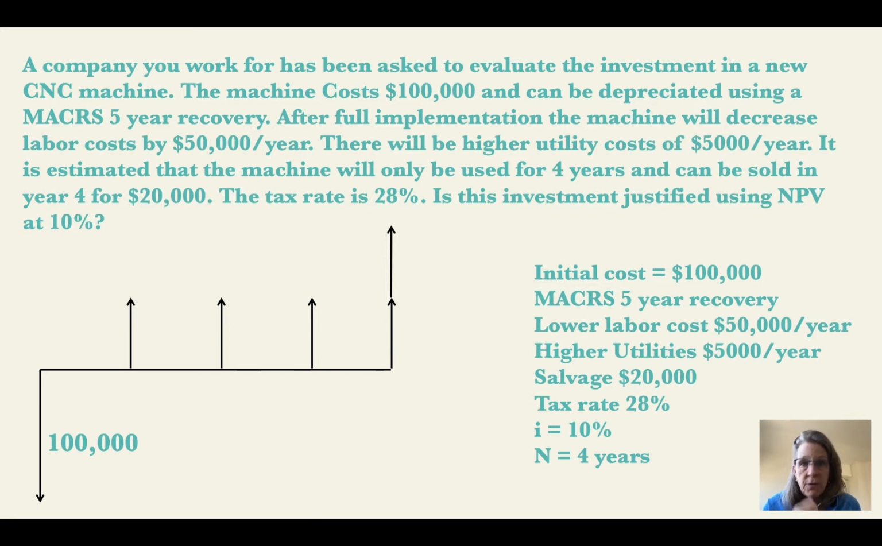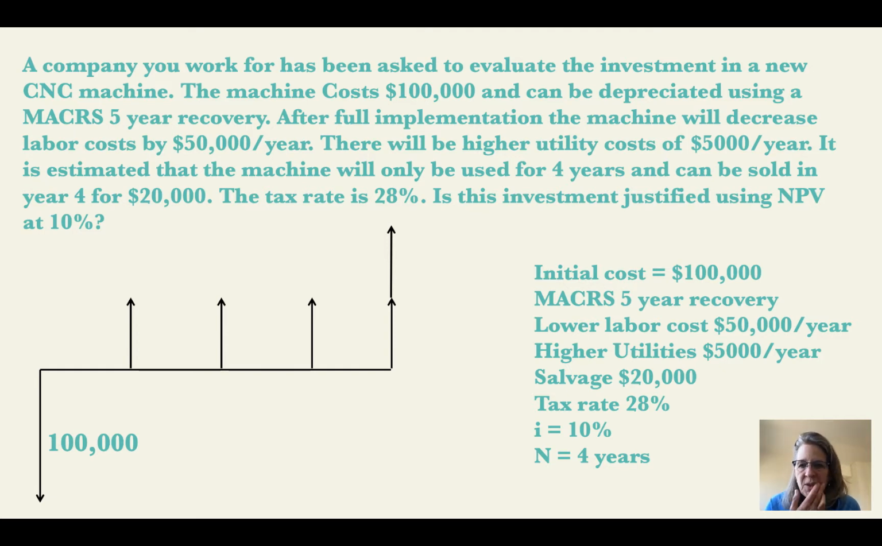A company you work for has been asked to evaluate the investment in a new CNC machine. The machine costs $100,000 and can be depreciated using MACRS 5-year recovery period. After full implementation, the machine will decrease labor costs by $50,000 per year. There will be a higher utility cost of $5,000 a year. It is estimated that the machine will be used for only 4 years and can be sold in year 4 for $20,000. The tax rate is 28%. Is this investment justified using net present value at 10%?